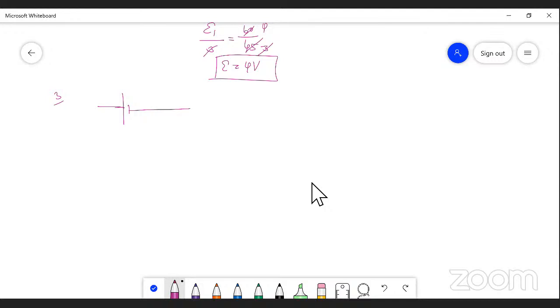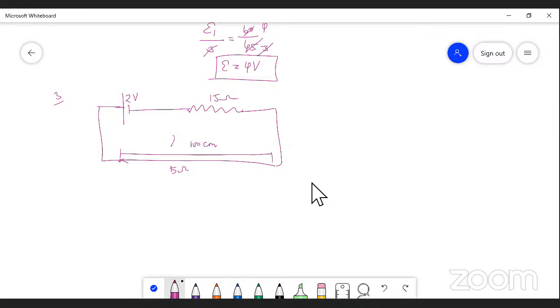So a cell of 2 volt or a battery of 2 volt is connected to a resistor of 15 ohm, and then it is connected to a potentiometer wire of resistance 5 ohm. The potentiometer wire is 100 centimeter long. Sorry, 1 meter. That is 100 centimeter long. L is 100 centimeter. Total length of the potentiometer wire CD is 100 centimeter. They are asking you to calculate the potential gradient.